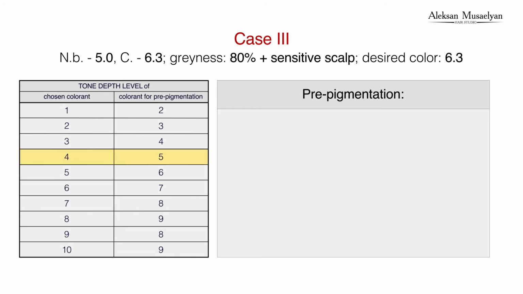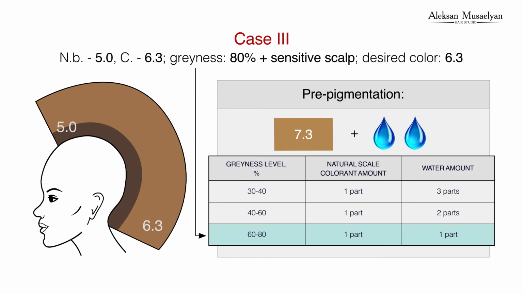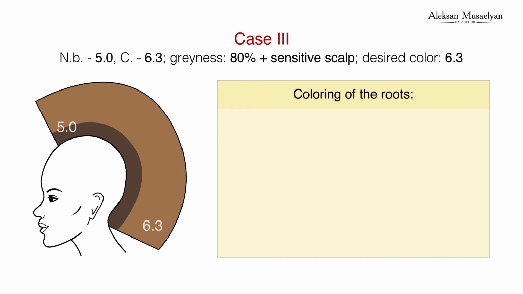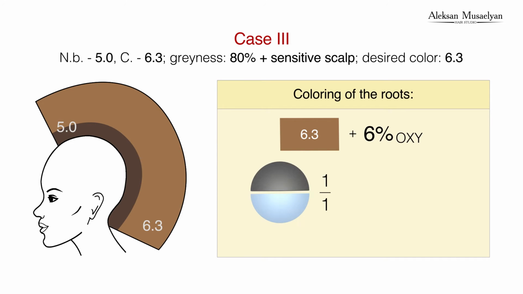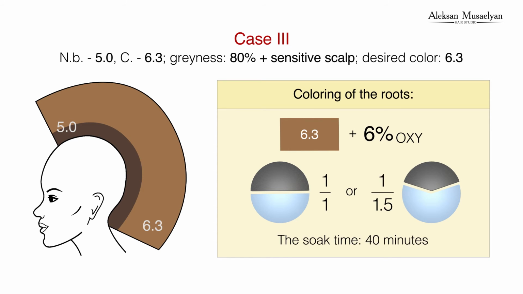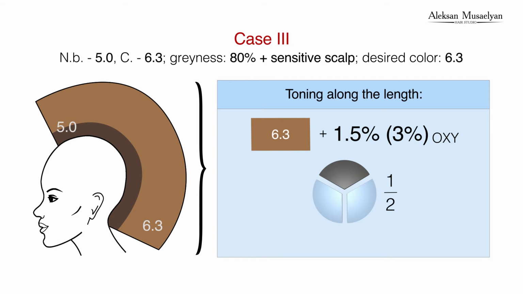We take the color that is one tone lighter than the desired, which is 7.3, and mix it with water in the ratio of 1:1. The soak time makes up 20 minutes. After this, the mixture should be pulled off. Afterwards, we should apply the 6.3 colorant with a 6% oxidizer in the ratio of 1:1 or 1:1.5 to the hair roots. The soak time makes up 40 minutes. We are toning the hair along the entire length using the 6.3 color mixed with 1.5 or 3% oxidizer in the ratio of 1:2. The soak time is 15 to 20 minutes.